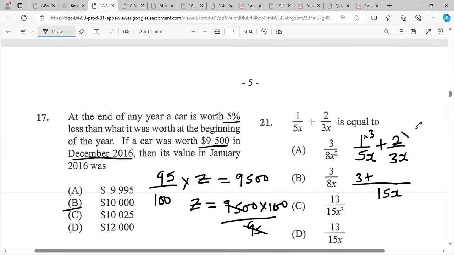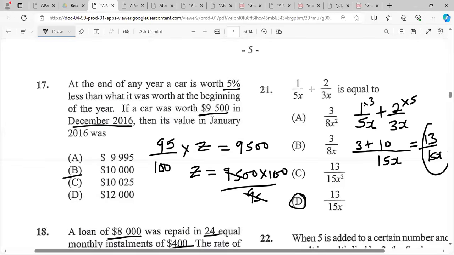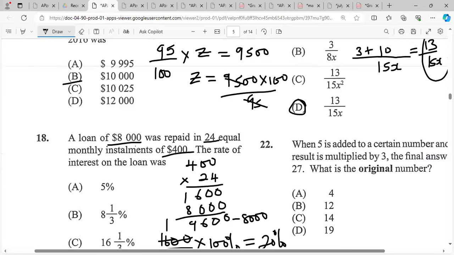So 2 times 5 is 10, which gives us 13 over 15x. I think this one was kind of a giveaway when we look at the answers. That tells you what, this is a square, this is 8, and that. Yeah, you couldn't expect to add 10, right? So in the exam, you probably don't have to work out something like this. When you find the LCM, that would be it. All right.